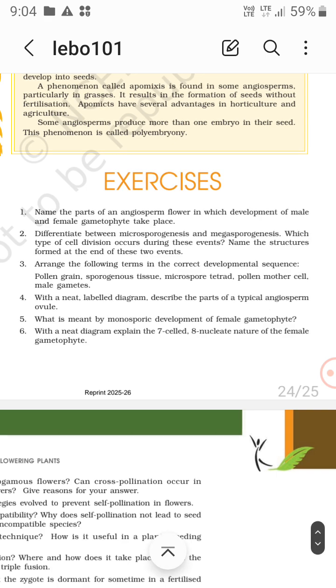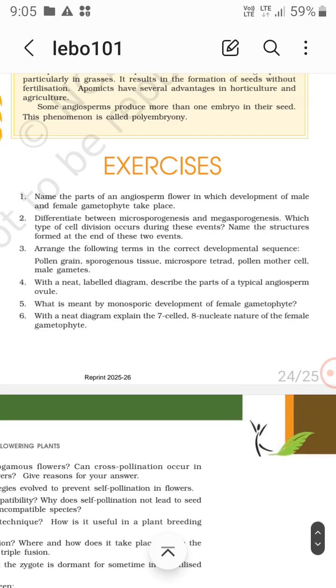Arrange the following terms in the correct developmental sequence: pollen grain, sporogenous tissue, microspore tetrad, pollen mother cells, and male gamete. So first there is the sporogenous tissue, then the pollen mother cells, then the pollen mother cells form the microspore tetrad, and then the pollen grain, and then the male gamete, by the generative cell.